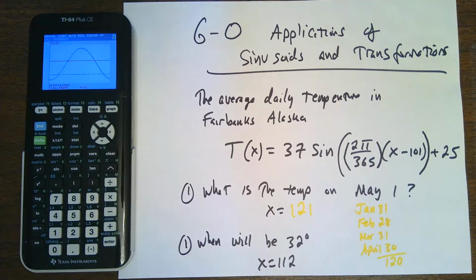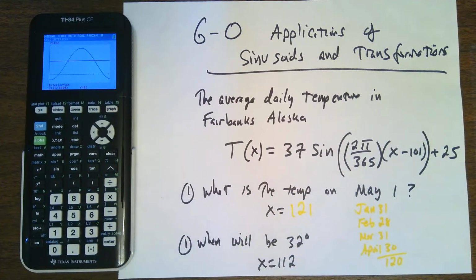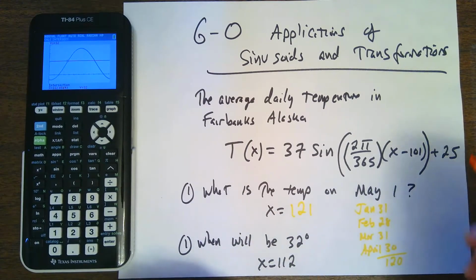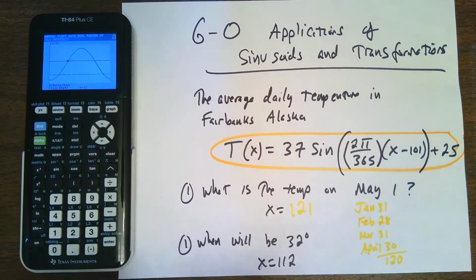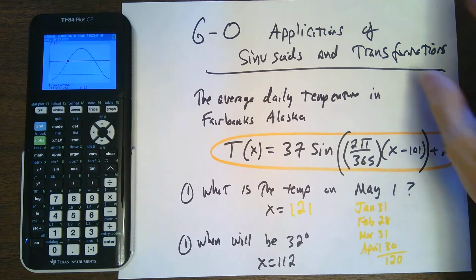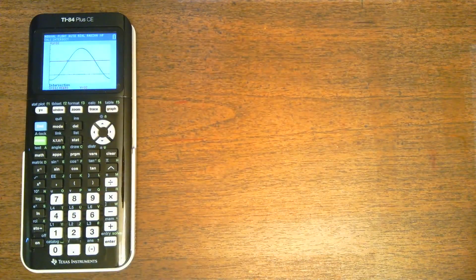So now in this example, notice I gave you the sinusoid. That was given, and then all we had to do was graph it and analyze it and ask questions about it. What if I did not give you the sinusoid and you had to create it? So my next two examples are going to be two examples where we have to create the sinusoid.